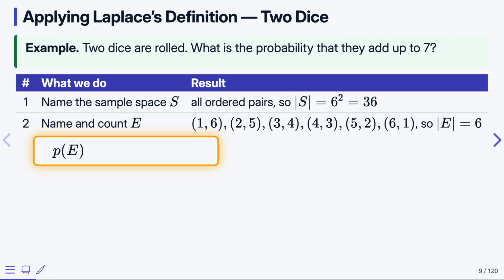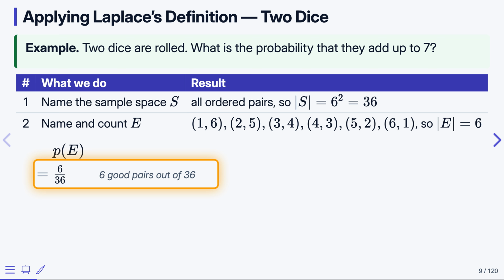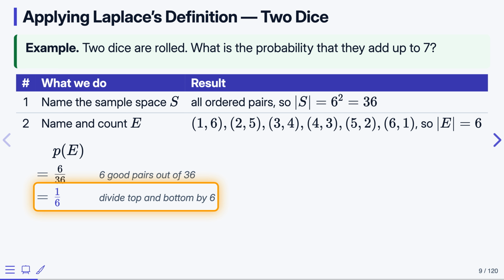Now the working. We begin with P of E. 6 good pairs out of 36. Divide top and bottom by 6. The answer is 1 over 6.